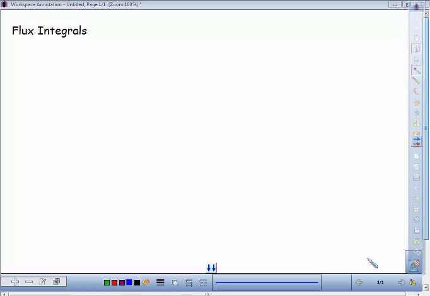Let's get started. We have a flux integral. So we had a chart of all the different types of integrals that we've been talking about, and I'm going to redraw that chart later on. But for now, let's try to remember what a flux integral is. A flux integral is essentially a surface integral.